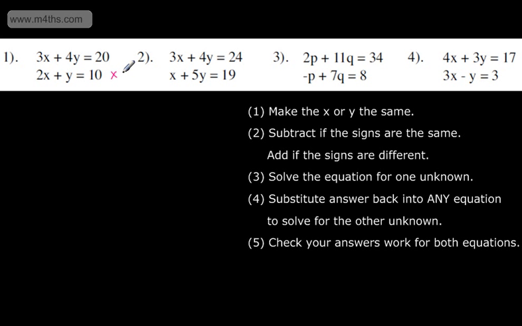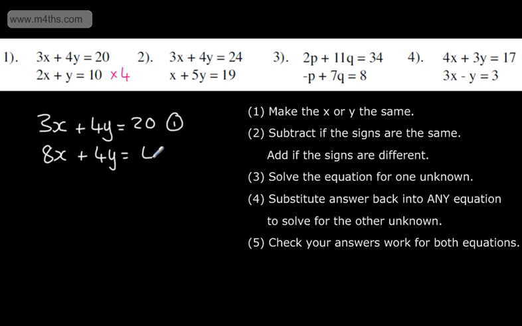So all I'm going to do is write there that I'm going to multiply this by 4. So equation 1 remains the same: 3x plus 4y is equal to 20. That's equation 1. I'm now going to have 8x plus 4y is equal to 40, and that is equation 2. What I've done here is multiplied each term, and you need to check that you're multiplying each term to make the y's the same.